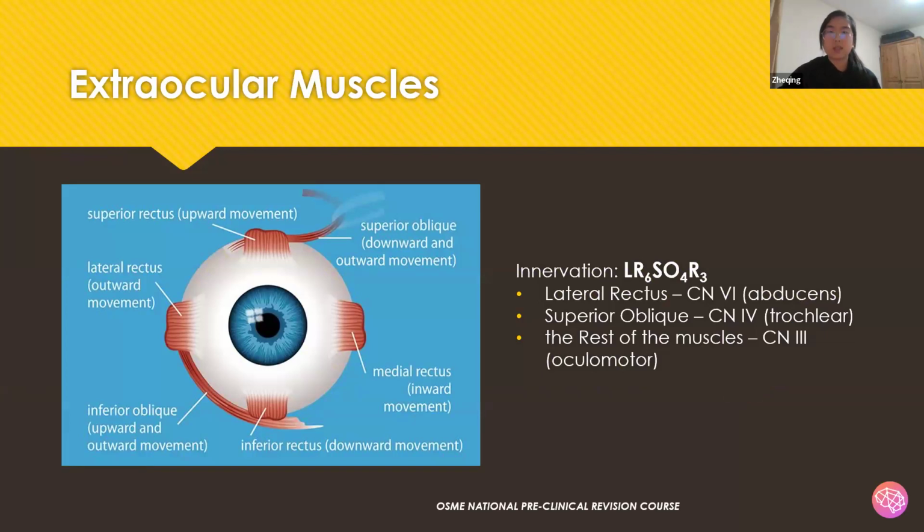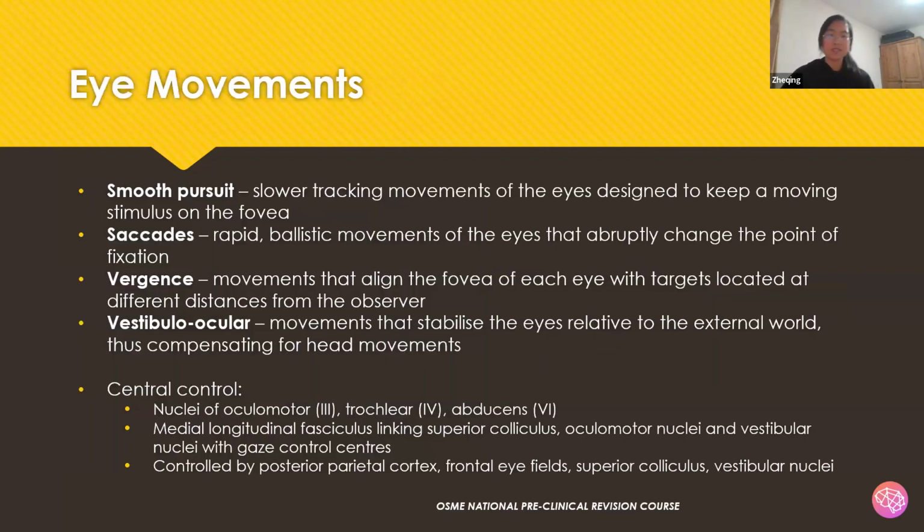innervated by which nerves. All of them are innervated by the oculomotor nerve, which is the third cranial nerve, except for the lateral rectus and the superior oblique, which are innervated by the abducens, which is cranial nerve 6, and the trochlear, which is cranial nerve 4, respectively. Fine, so eye movements. I don't think they're tested as much as the others, so I will speak through them and you can come back and look at them on your own.